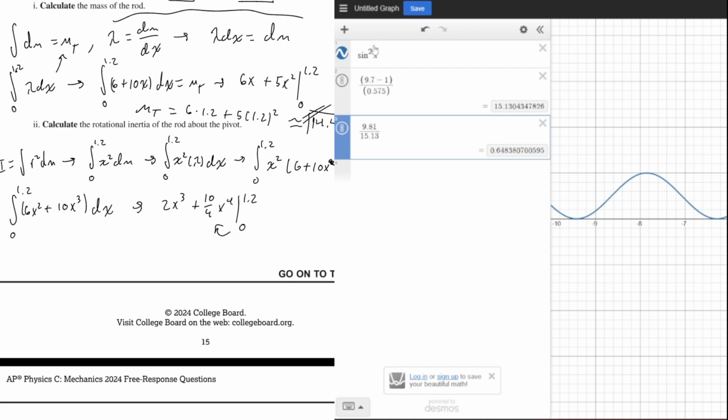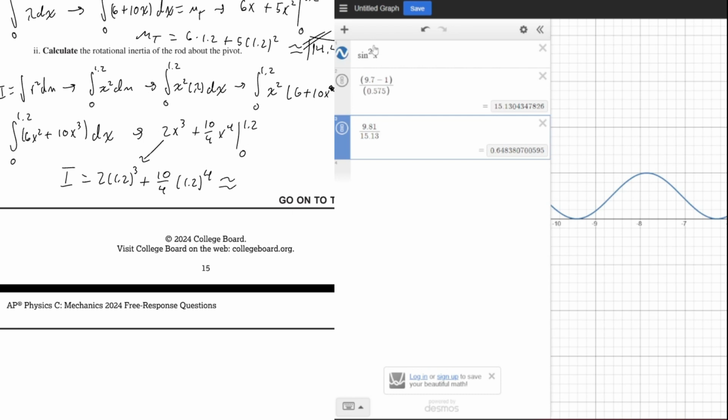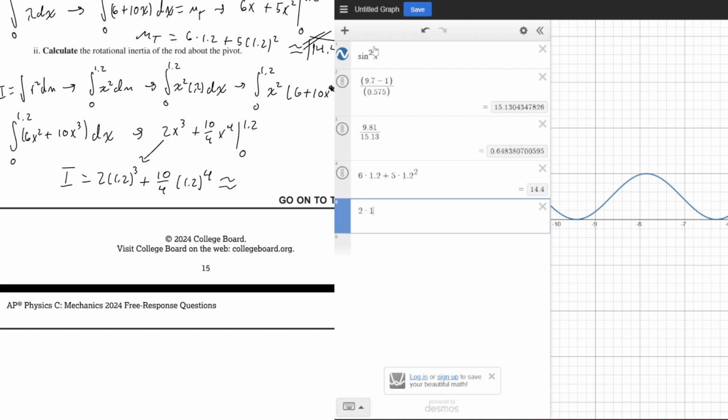Now, if I plug in 0 here, it's going to give me 0. So I is equal to, plugging in 1.2, 2 times 1.2 raised to the third plus 10 divided by 4 times 1.2 raised to the fourth, which is roughly equal to 8.64 kilogram meter squared.